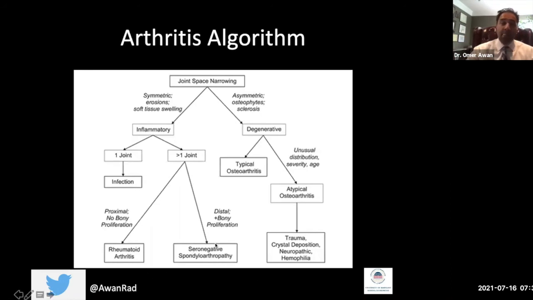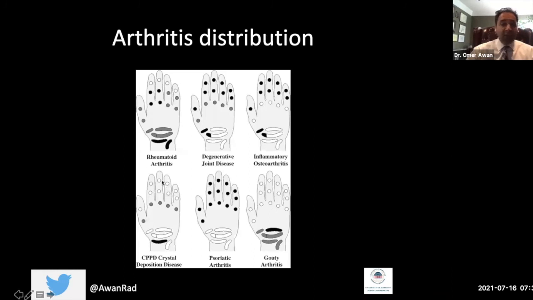arthritis. Okay. And this is just a nice cartoon of the distribution. Distribution is key, is king when it comes to arthritis. So remember, rheumatoid arthritis: radiocarpal, DRUJ, MCP joints, and the PIP joints, typically the second and third digits, right? That's classic for RA. DJD in the hands, typically PIP, DIP, and as we said in the wrist, triscaphe and first CMC joint. Inflammatory arthritis is going to have the same distribution as DJD, but there's going to be central erosions. Okay.